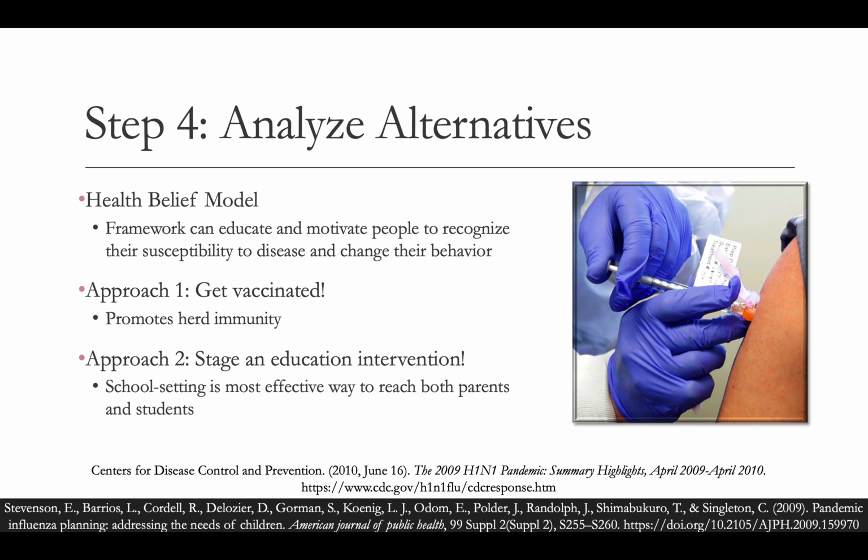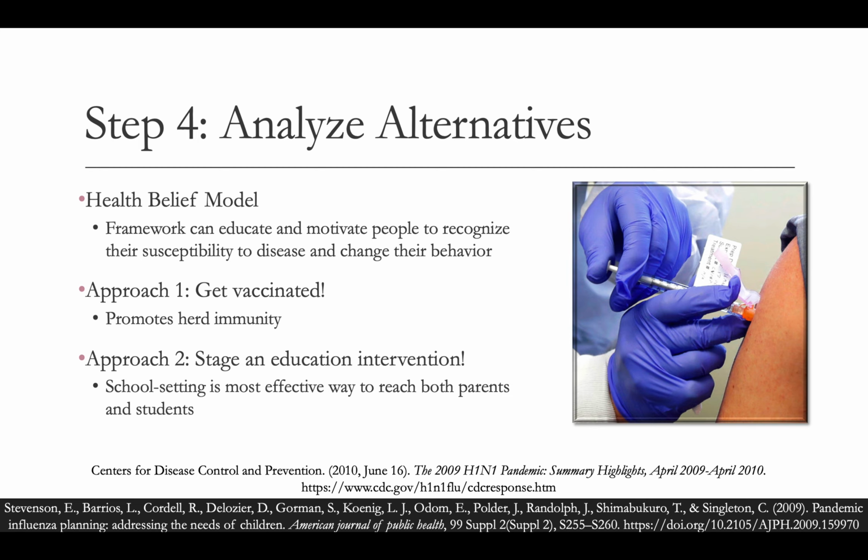Step 4. Analyze alternatives. The health belief model is an effective framework that can educate and motivate people to recognize their susceptibility to this virus and encourage them to change their behavior. One approach they can take is to get vaccinated. This is the easiest way to promote herd immunity.